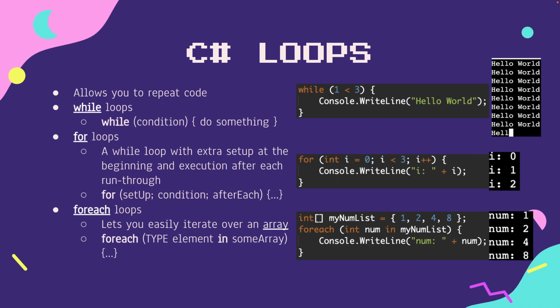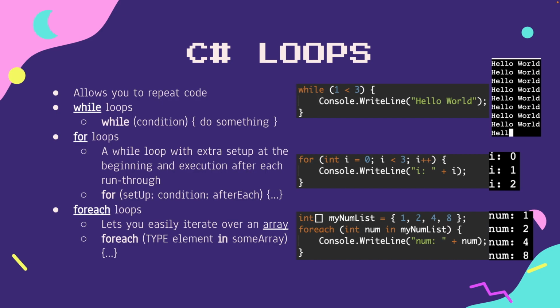A for loop is like a while loop, but with some extra steps, right? So in this example, you have your setup first, which happens the first time you enter your loop. So when the code first sees your loop, it does that once. Then the second part is the actual condition, which is the same as my while loop. And then the last part, it does every time it finishes the block.